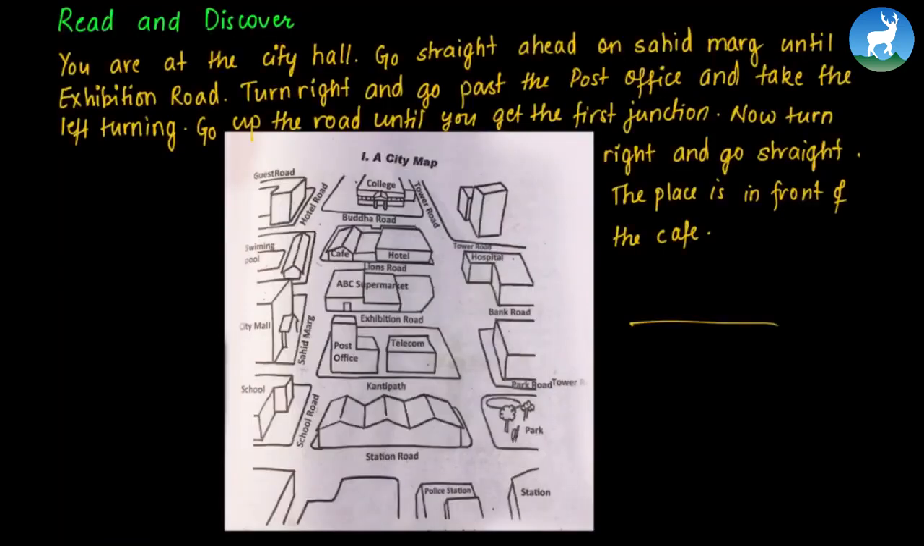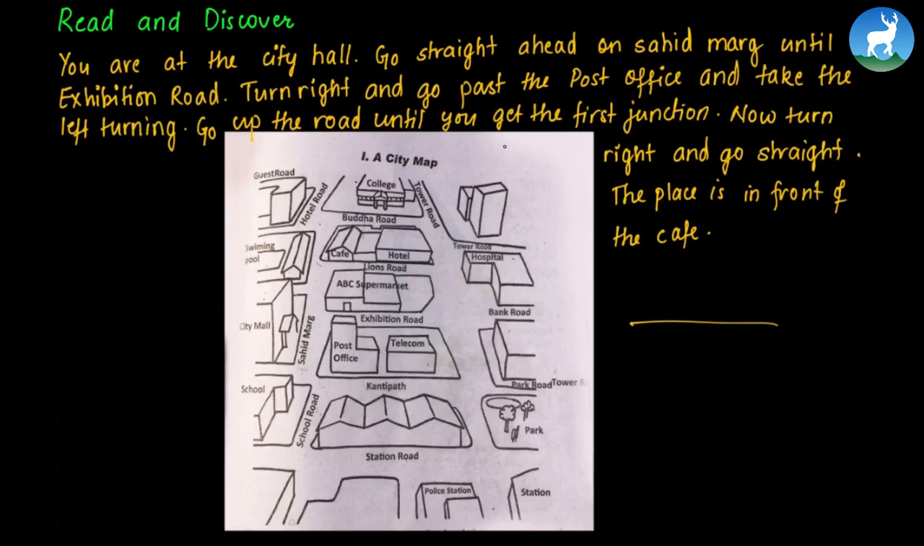Next we will read the map and then trace the route following the directions and discover the place. So here is the question. You are at the City Hall. Go straight ahead on Shahid Marg until Exhibition Road. Turn right and go past the post office and take the left turning. Go up the road until you get the first junction.